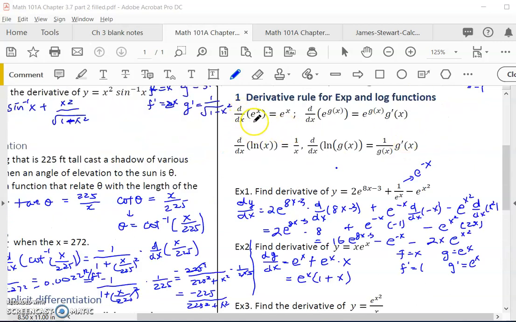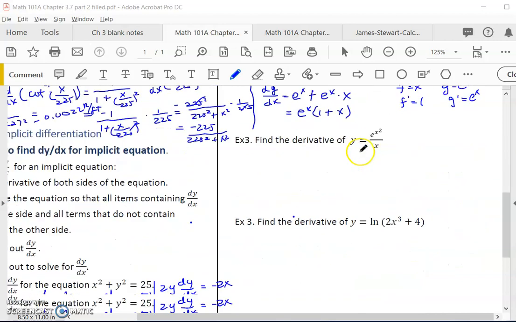If I have d/dx e to the x, then it's e to the x. If I have d/dx ln x, then it's 1 over x. And if it is not just x, that would be a chain rule kind of question. We would say g of x is the inside function, so the derivative of e to the g of x is just the same thing, e to the g of x, multiplied by the derivative of g of x. And for ln, it will be 1 over the inside g of x times g prime of x.